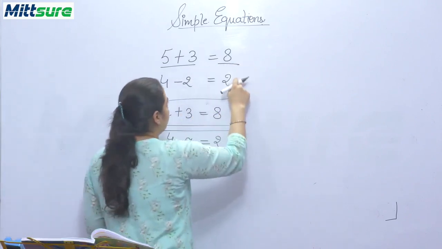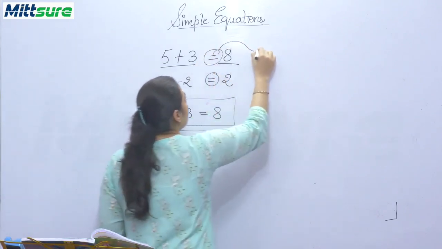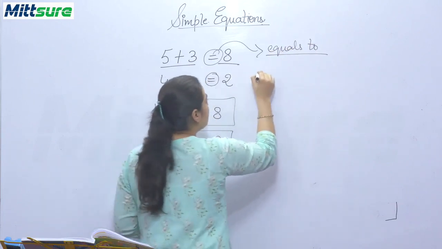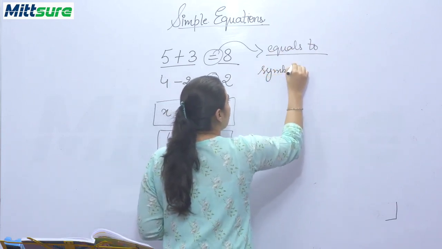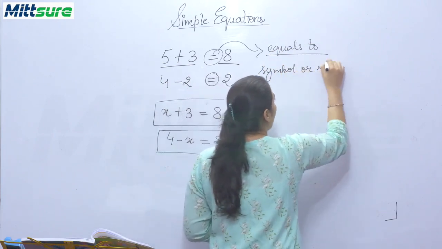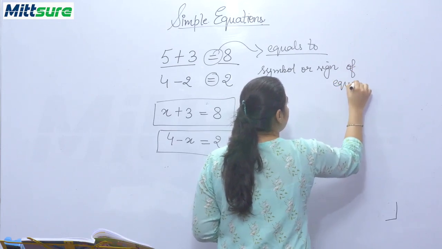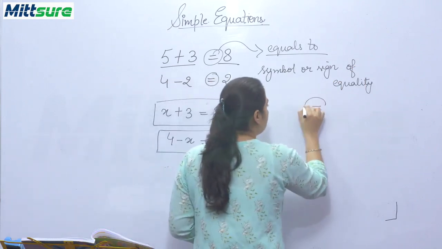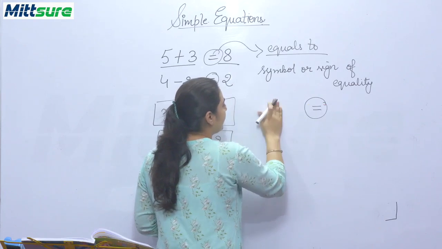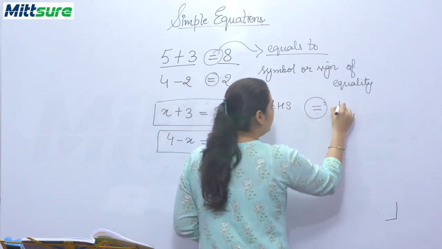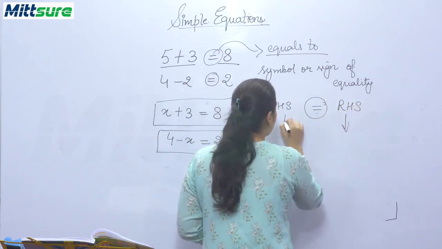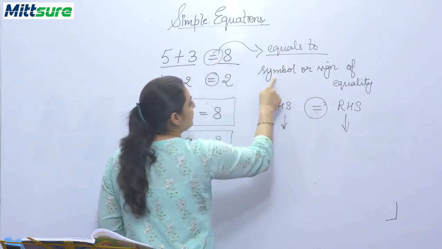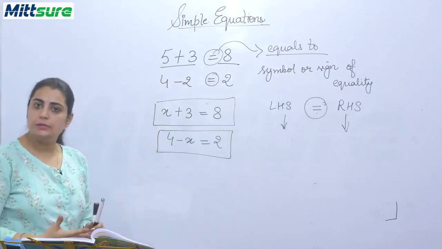Now here we know what that symbol is. This means equals to. What do we call it? Equals to. That means it is a symbol or sign of equality, which shows that if you talk of this equals to sign, then whatever is there at the left hand side is equal to the right hand side. That means both sides are equal to each other, right? So this equals to sign represents the symbol of equality or statement of equality.